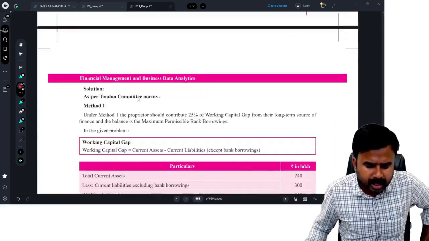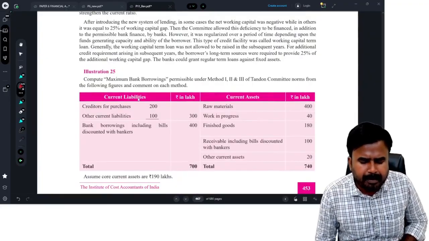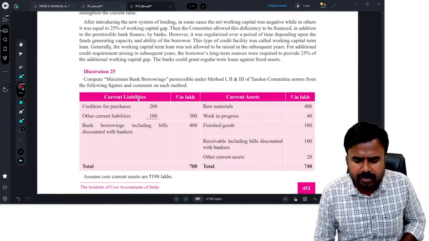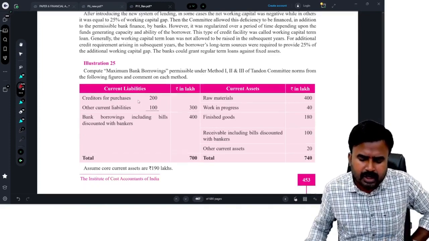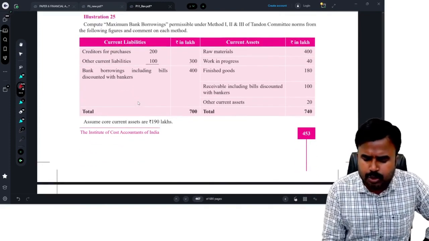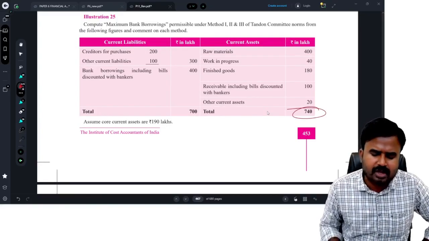25th problem. I'm reading the question. Compute the maximum bank borrowing permissible under method 1, 2 and 3 of Tandon Committee norms from the following figures and comment on each method. See, we have raw material, work in progress, finished goods, receivables, including bills discounted with bankers and other current assets. Totally 740 is your current assets.